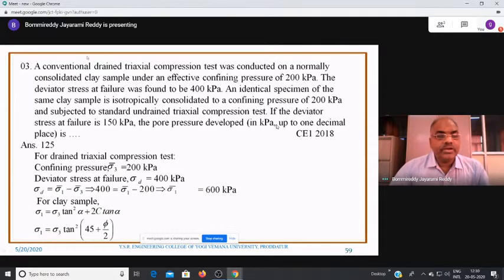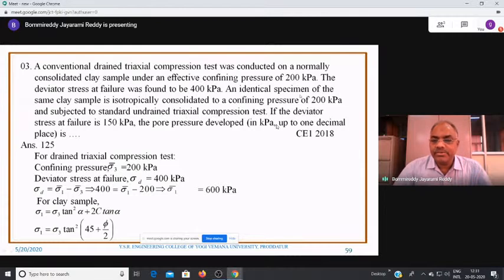A conventional drained triaxial compression test was conducted on a normally consolidated clay sample under an effective confining pressure of 200. So confining pressure sigma 3 is 200, and that too it is given as effective. Effective means it is sigma 3 bar. The deviator stress at failure was found to be 400. So sigma D is 400.